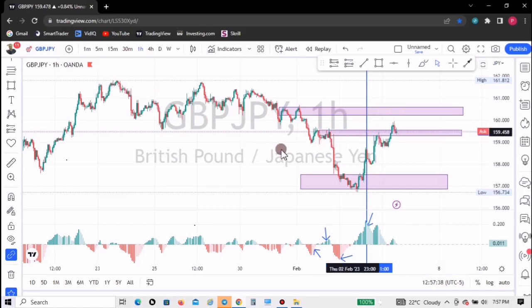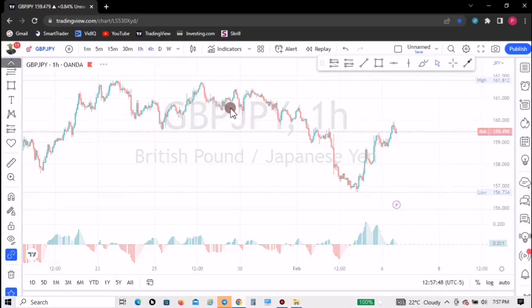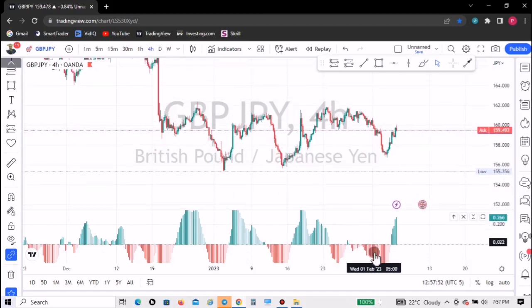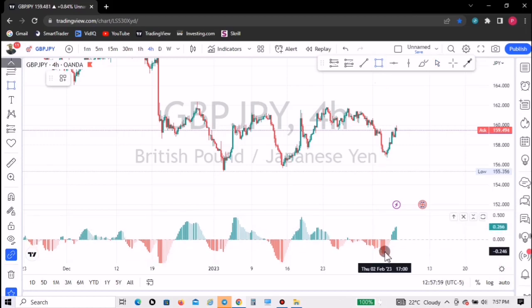Now, maybe the best way to do it is to start on a higher time frame. Now I'm on the hourly. You start on a higher time frame. Starting on a higher time frame, you identify the key level or the important region on the MACD.